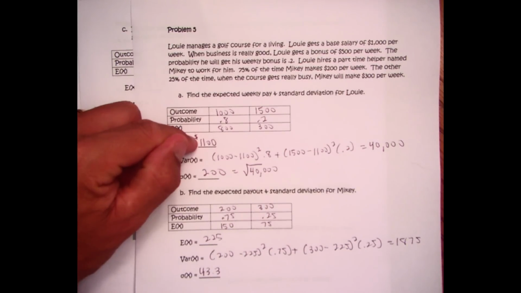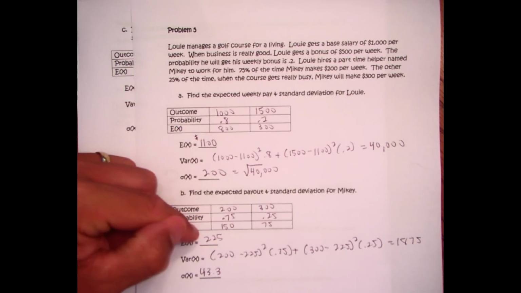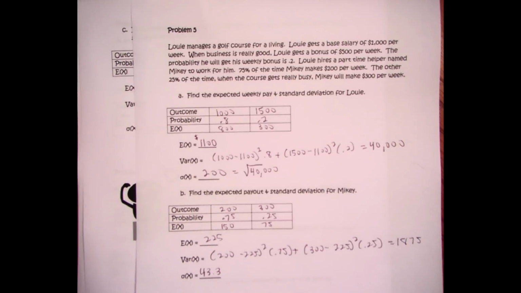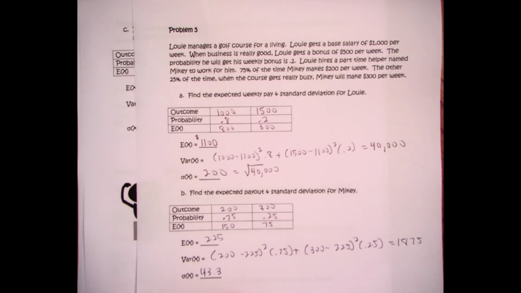Okay. Well, Louis on average makes 1,100. Mikey on average makes 225. So how do we get 875? Well, we did 1,100 minus the 225. So all this really is the mean for Louis minus the mean for Mikey. So all we did is subtract there. Okay.